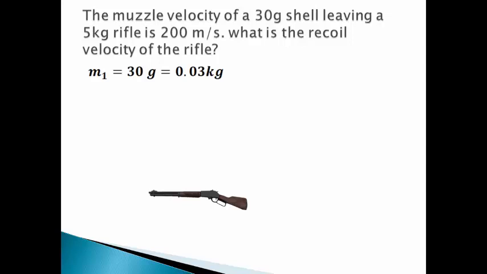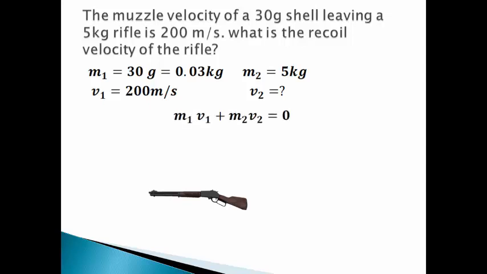So here you have m1 equals 30 gram, convert that to kg, so 0.03 kg. The velocity after it is fired, which you take as v1, is 200 meters per second. Mass of the rifle m2 is 5 kg, and you have to find the velocity of recoil. Here the rifle and the shell together were both at rest before it was fired. Therefore the initial velocity for both of them is 0. So simply, the total momentum before is equal to 0, right?